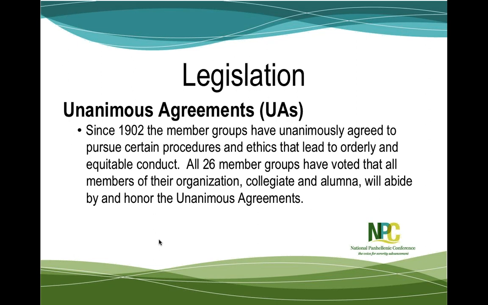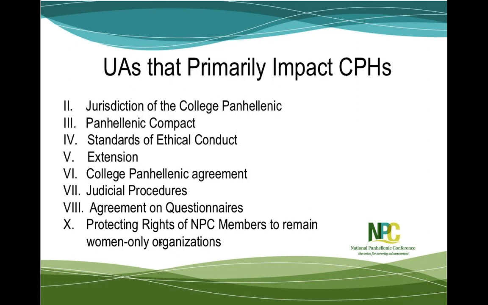All right, so again, unanimous agreements. Since 1902, member groups have unanimously agreed to pursue certain procedures and ethics that lead to orderly and equitable conduct. All 26 of our member groups have voted that every member of their organization, both undergraduate and alumna, will abide by these unanimous agreements. They are signed by the international presidents and must be followed by each member organization. Many of these policies have been encouraged or in effect for quite a number of years, so they are time-tested and proven. And again, the requirement is that all members uphold these policies.